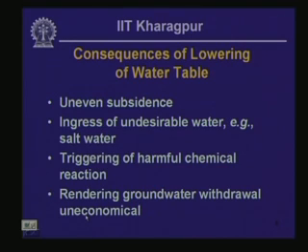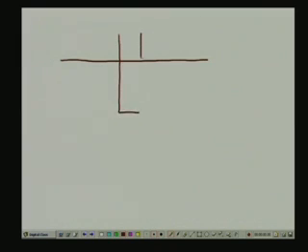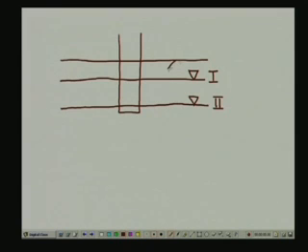Okay. The fourth problem that you could have because of permanent lowering of water table is rendering groundwater withdrawal uneconomical, and that is very simple to explain. If you lower the water table, let me draw a sketch to explain what I mean by this. Let us say you have got a shallow water well penetrating the aquifer, which was originally at this position. We are going to call this position 1, and the position goes down to a lower elevation, and this is a permanent lowering in fact. So, this one here is our ground surface in this case.